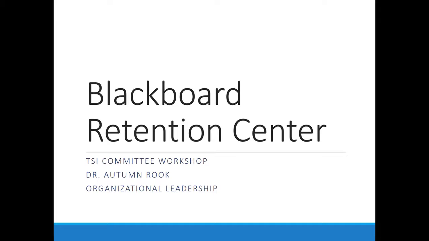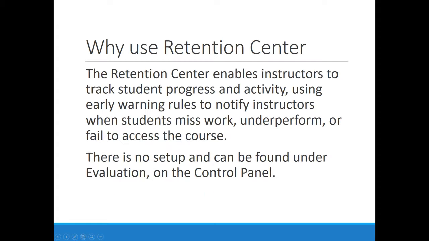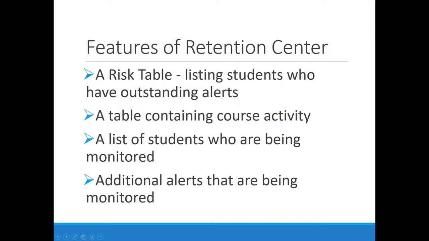It's there, it's already set up. You don't have to do anything but just go in and start using it. So, what it does for you, it allows you to track students' progress and activity using warning rules that you can set up, or there are already some default ones set up as well, to notify you when students are missing work, underperforming grade-wise, failing to access their course, and so on. Again, there's no setup, and it's found under the evaluation on the side of your Blackboard, and I'll also show you 2 ways to access it here in a minute.